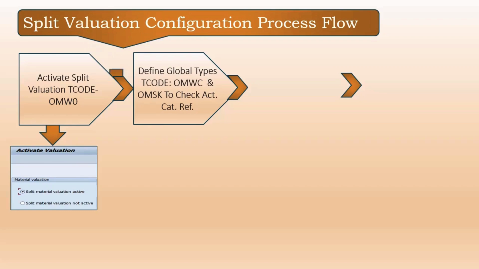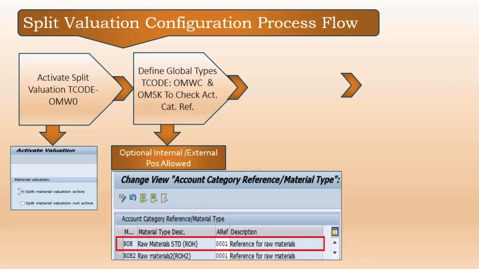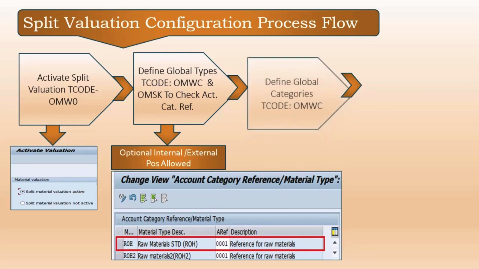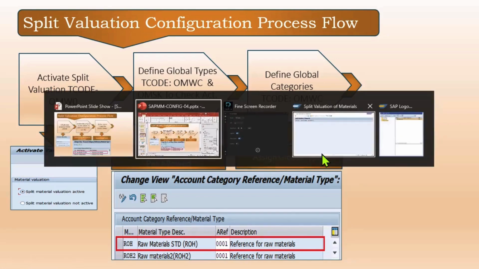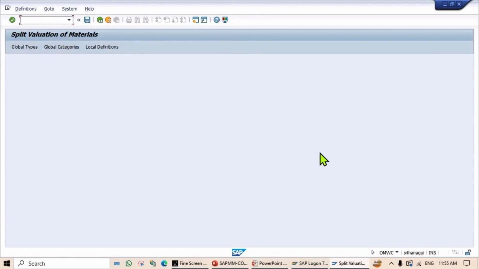We have completed this part. We assign the global types. We'll move on to define global categories. Now we'll assign global types to global categories. Click on global categories.